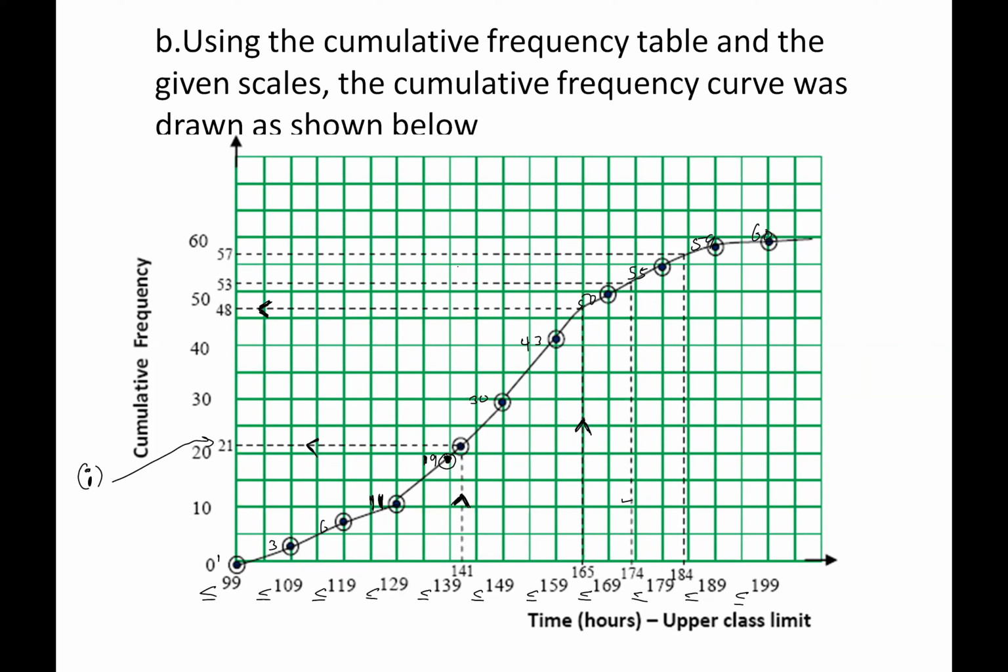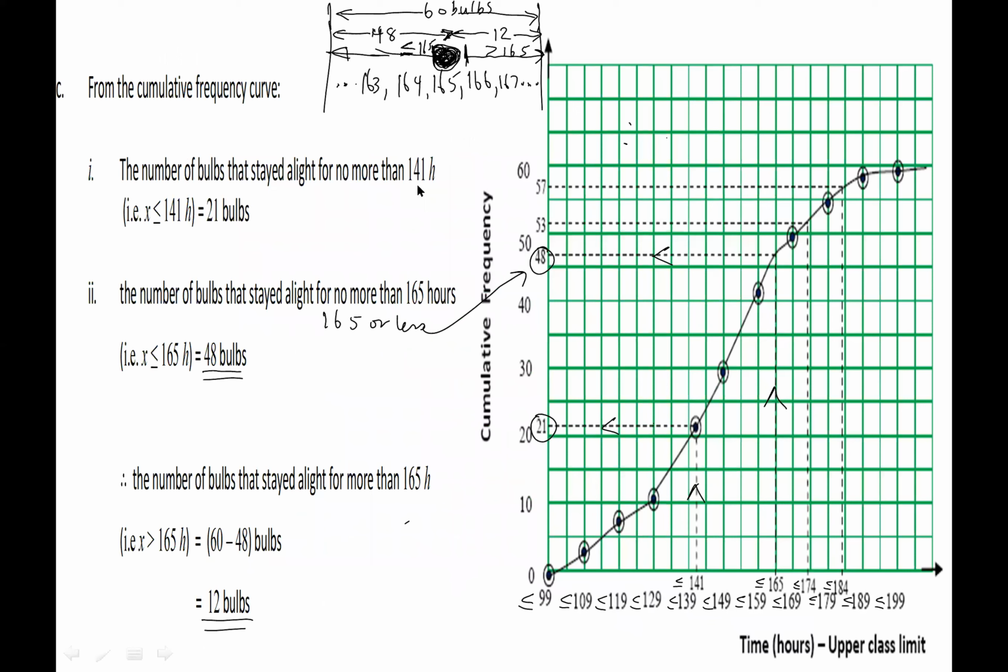And then they said from this curve now, estimate. The first thing they wanted us to estimate was the number of bulbs that stayed lit for no more than 141 hours. No more than 141 hours means 141 hours or less, right? So we have to look for the 141 hours, go up, and come across. And this figure here, the 21, tells us the number of bulbs that stayed lit for less than or equal to 141 hours, which is the same thing as no more than 141 hours. So the first answer would be 21, which would be the 21 bulbs here.